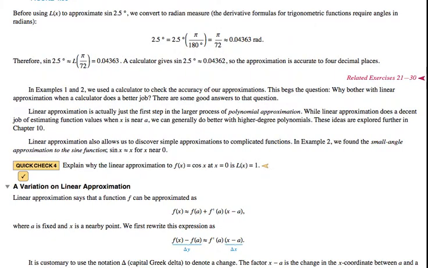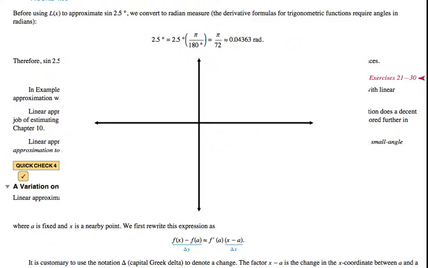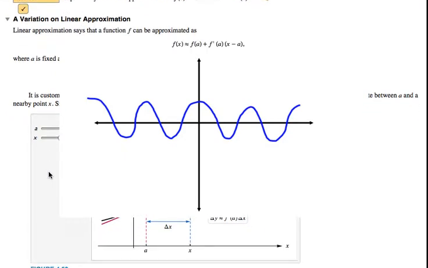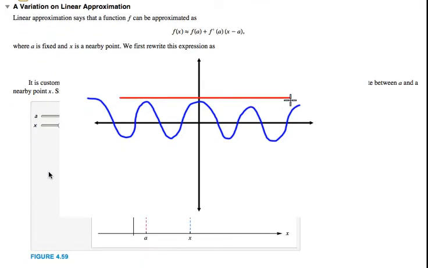Quick check 4 asks us to explain why the linear approximation to f of x equals cosine of x is 1. Remember, cosine is a trig function that is a periodic function, and it looks something like this. Well, taking a closer look at what's going on here, we can see that the tangent line at x equals 0 is going to be a horizontal line, so the linear approximation at that point is going to be 1.